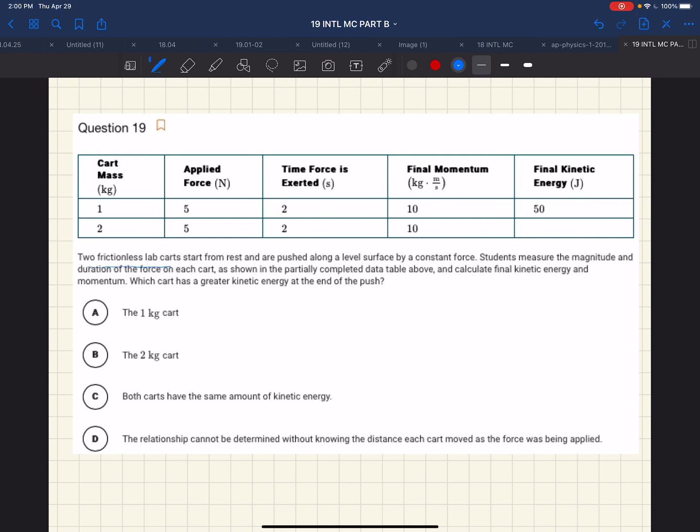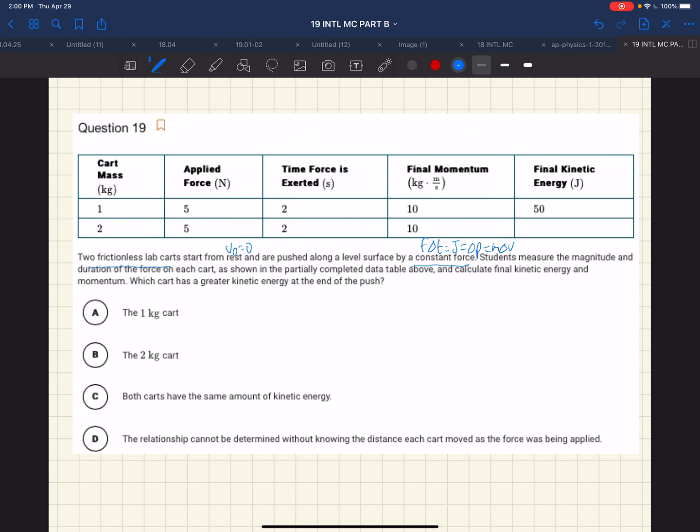Lab carts start from rest, so their V0s equal 0. They're pushed along a level surface by a constant force. All right, so the force is constant, great, and that force over a period of time is going to provide an impulse, which will be a change in momentum, which is m delta v. So those are just the connections we're making at this point.